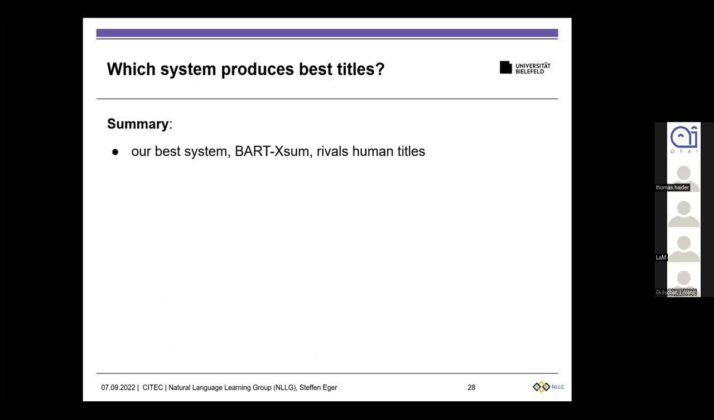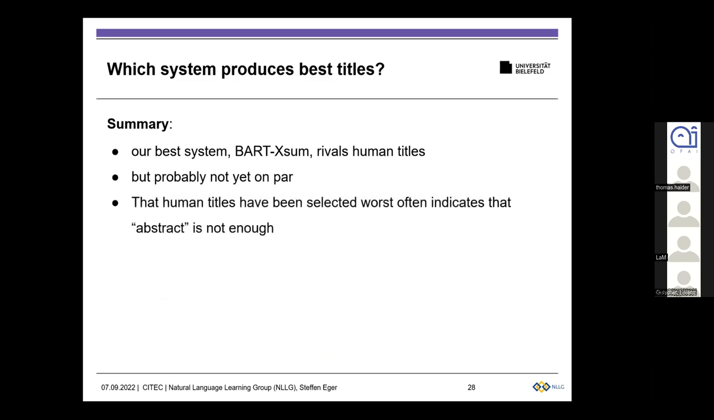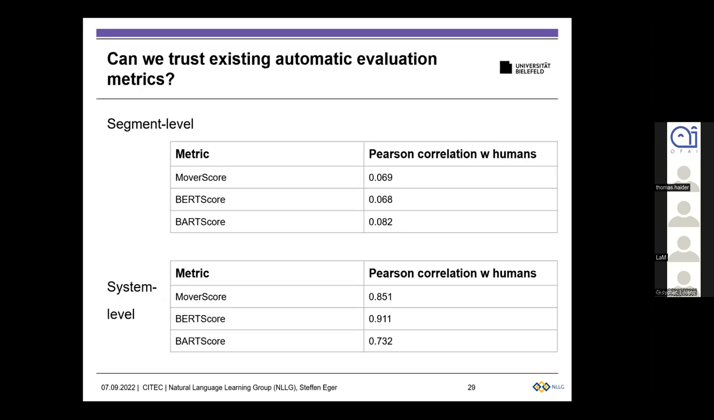All right, so I summarize this first part as follows. We have identified one system, BART XSUM, which rivals the human titles. It's probably not yet on par if we just look at the distribution of best titles. And that human titles have been selected worst often indicates that probably abstract is not enough when we want to generate a title.